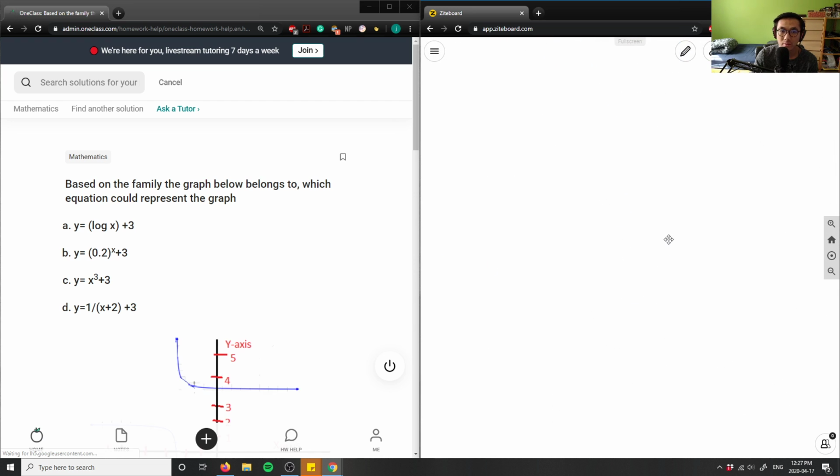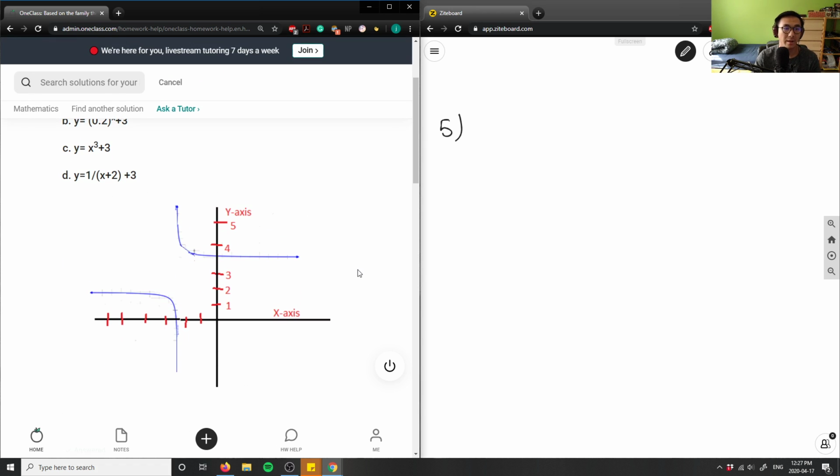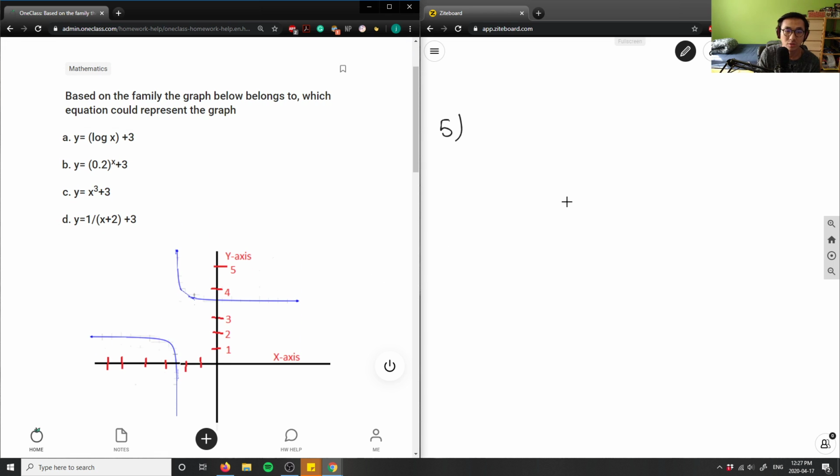Let's do number 5. Number 5 states, based on the family the graph belongs to, which equation could represent the graph? And then I see this graph here. Okay, so let's look at this graph here and let's redraw this graph.